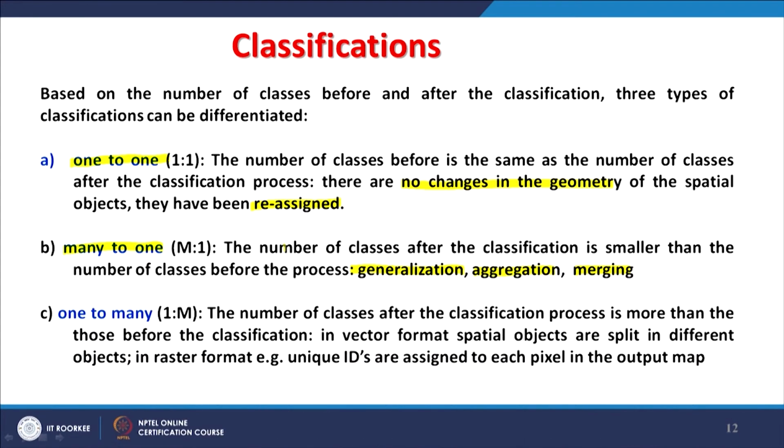And the third possibility is one-to-many. That means I am now expanding, and of course the reassignment is being done, and I might be splitting my already existing objects or classes. So I may be going for more classes. So, three types: one-to-one, many-to-one, and one-to-many. All these three things, sometimes for special purposes, we have to do on our data so that we can then compare with other layers, other themes, or other data sets.